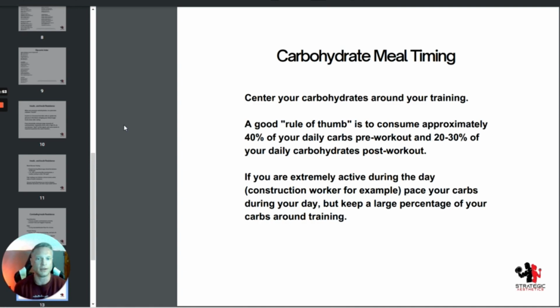Okay, so carbohydrate meal timing in general. We want to center our carbohydrates around your training. A good rule of thumb is to consume about 40% of your daily carbs pre-workout and 20 to 30% post-workout. So yes, 60 to 70% of your carbohydrates are centered around your training. Now, if you're somebody that's extremely active during the day, say you're a construction worker, then you might want to pace out your carbs a little bit differently to give you that energy that you need, especially if you're in a deficit. But otherwise, we really want to be pushing those carbs around that training time. That's when nutrient partitioning is highest, to put those carbohydrates into your skeletal muscle.